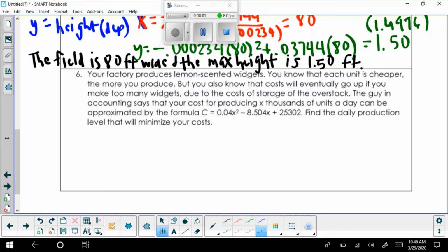All right, so for number 6, the factory produces lemon scented widgets. You know each unit is cheaper the more you produce, but you know that the cost will eventually go up if you make too many widgets due to the cost of storage of the overstock. The guy in accounting says that your cost of producing X thousand units a day can be approximated by the formula C equals 0.04x squared minus 8.5404x plus 25,302. Find the daily production level that will minimize your cost.